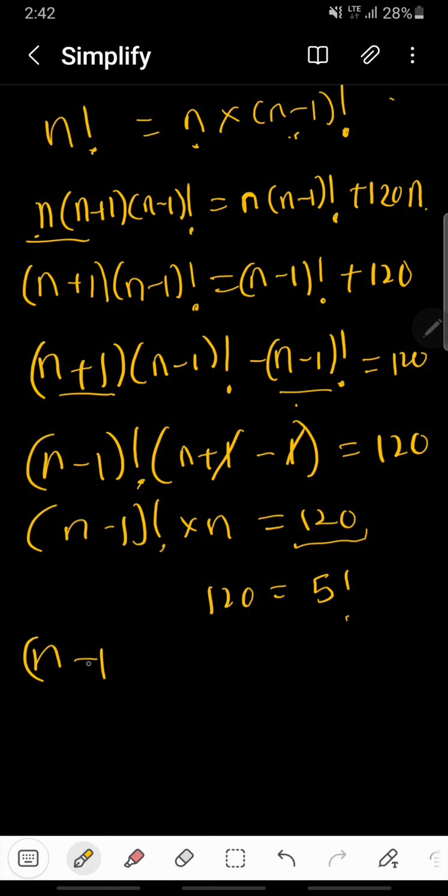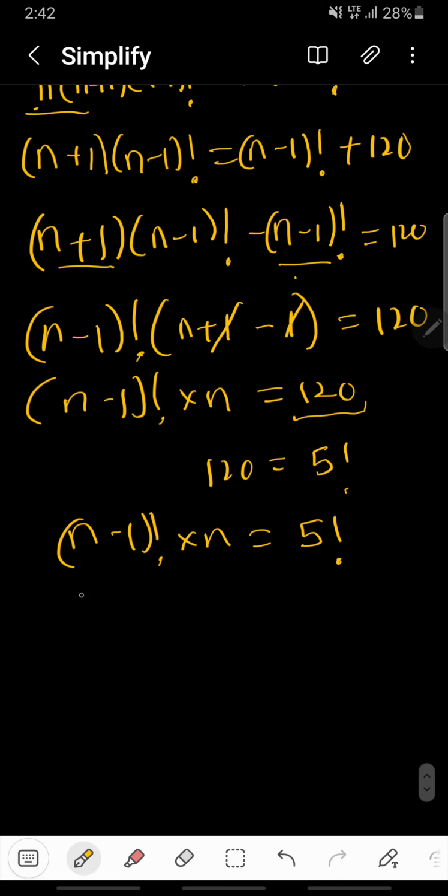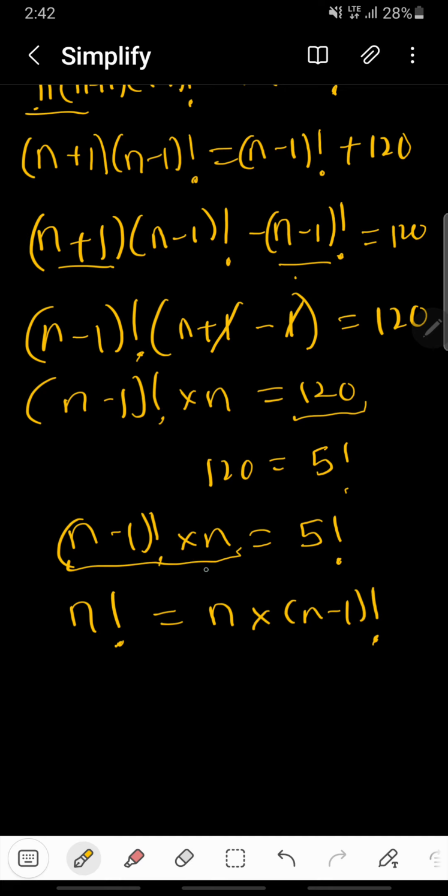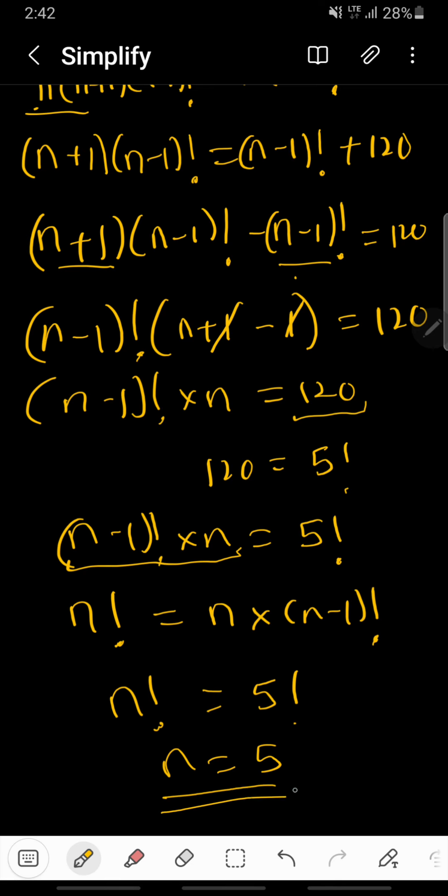So I will have n minus 1 factorial times n is 5 factorial. Then recall, if I have n factorial, it's the same thing as saying n times n minus 1 factorial. So I will replace this with n factorial is equal to 5 factorial, and my n is 5. And that's the end of the question.